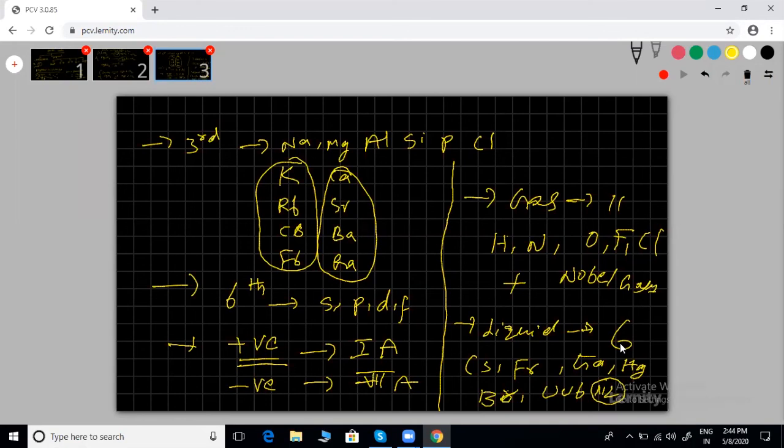Is there any p-block element in the first period? The first period? I hope no. So these are some points about the periodic table. And any important points about lanthanides and actinides?